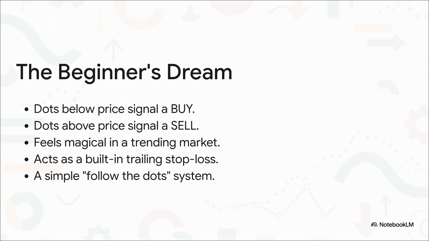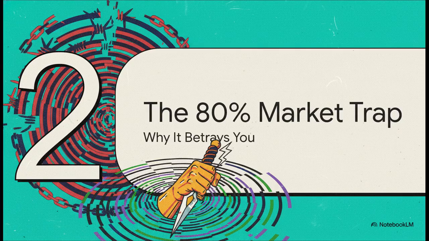And this is the dream scenario that sucks traders in. When those dots are below the price, it's like the market is whispering to you, hey, stay in this buy trade, the momentum's on your side. Then they flip above, and boom, clear signal to sell. In a strong trending market, it feels like magic. It's not just an entry signal, it also acts as a built-in trailing stop loss, pushing you deeper into a winning move. I mean, it's every beginner's fantasy, a simple follow-the-dots system. But, and you knew there was a but coming, this is where the dream can turn into a total nightmare.